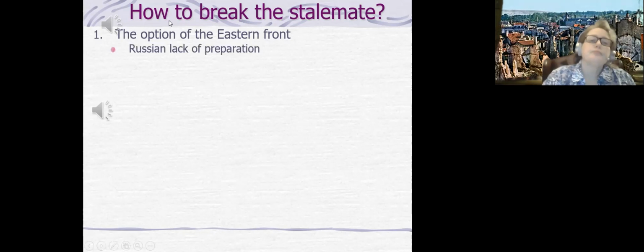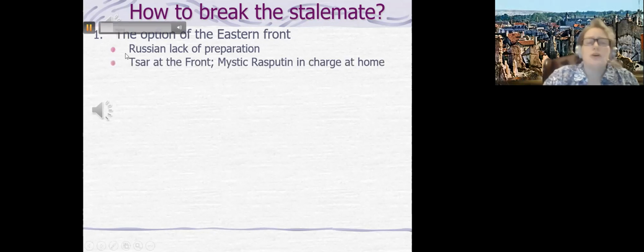Now, one of the problems with the Eastern Front is that the Russians aren't prepared. They don't have all of the supplies that they need. They don't have the guns, the war material. They don't have the railroad lines to get it there. That's also a problem. And even worse, though, the Tsar himself goes to the front.